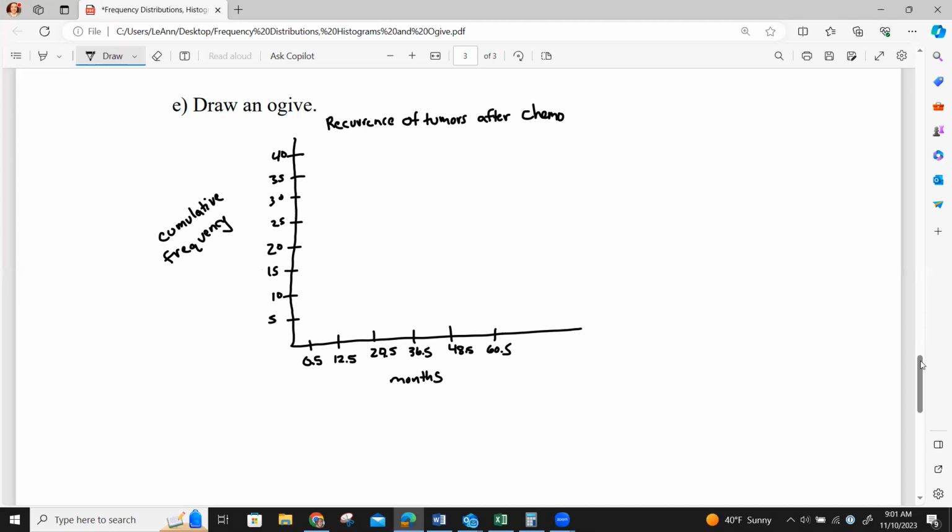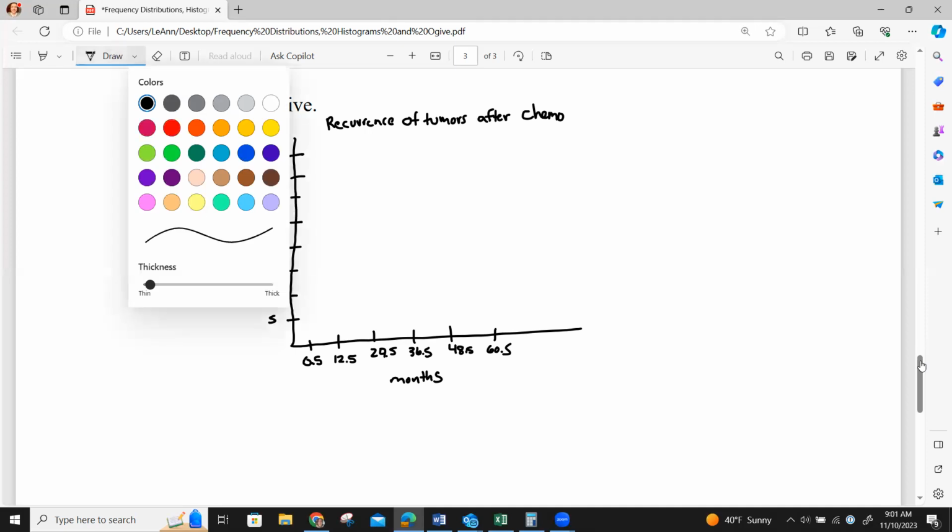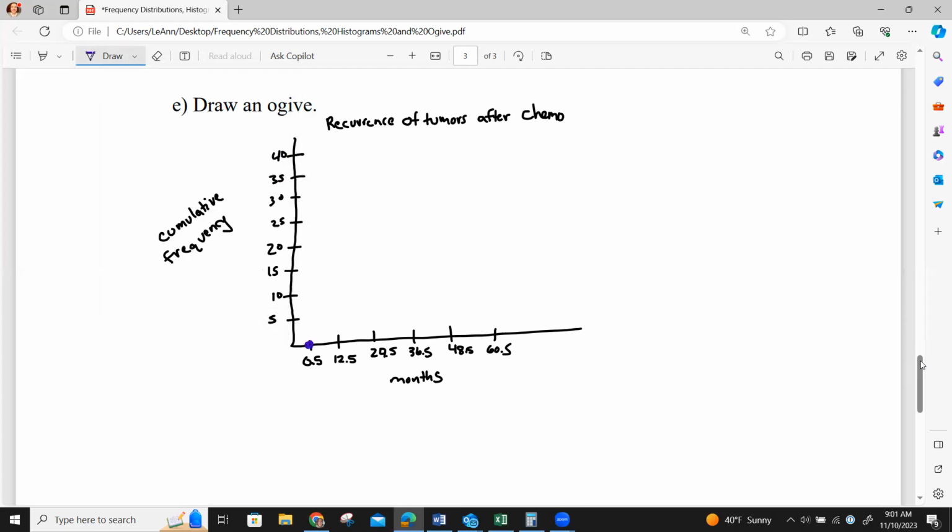Now, why that's important is the very first one should always be the lower class boundary. This is before any data in the list, because remember, the lowest data point was a 1. So before we got to any data in the list, we had 0 accumulation. So the very first point on any ogive should be the lowest class boundary, that's before any data, and it should be plotted at 0.